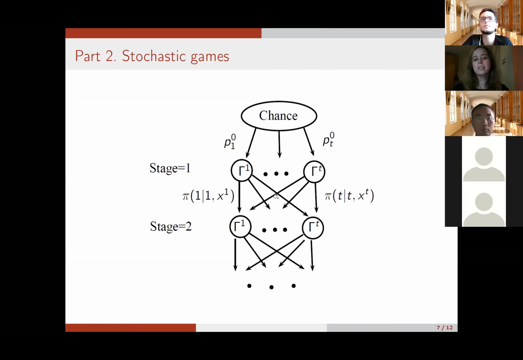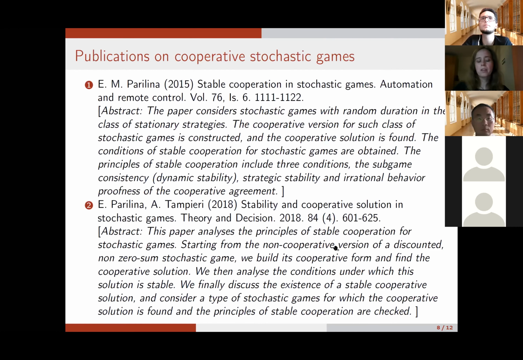So the game process transits to the next stage, and to some of the states, from the same state as before. And you see here the transition probability, it is a conditional probability from the action that players choose at the previous stage. So we may have a finite horizon or infinite horizon, and there are different possibilities. I also have some publications on both, and I will only explain some recent results about this.